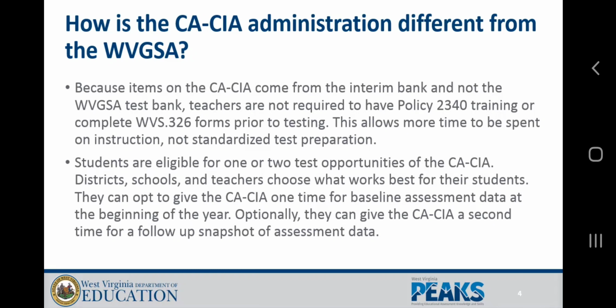Students are eligible for one or two test opportunities of the CA-CIA. Districts, schools, and teachers choose what works best for their students. They can opt to give the CA-CIA one time for baseline assessment data at the beginning of the year. Optionally, they can give the CA-CIA a second time for a follow-up snapshot of assessment data.